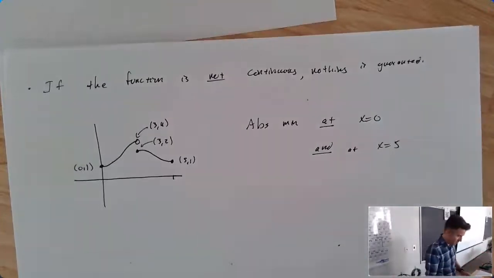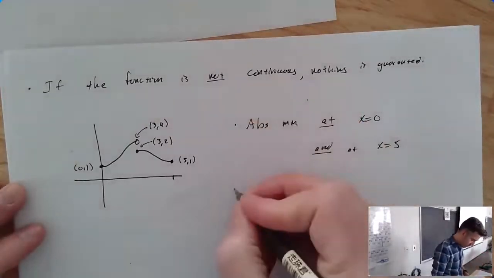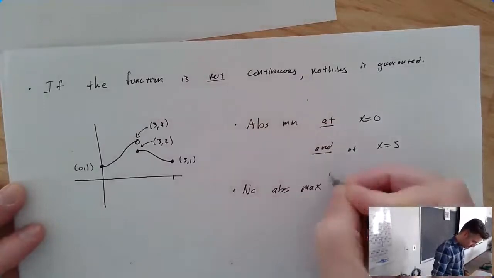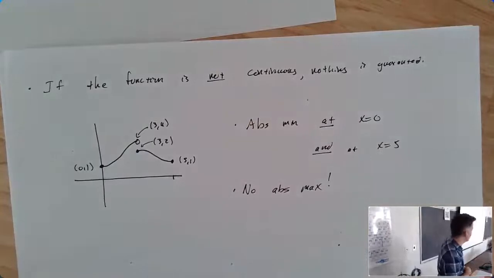On the other hand, this function has no absolute maximum, which is kind of neat, I think. I've definitely had students before be like, well, James, isn't 4 the absolute maximum? Like, no, we never get to 4. You get really, really close to 4.